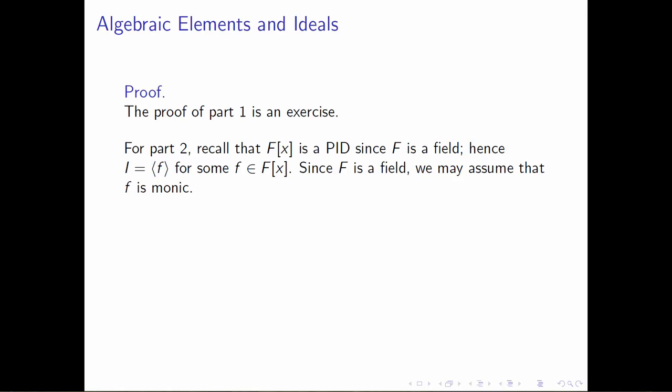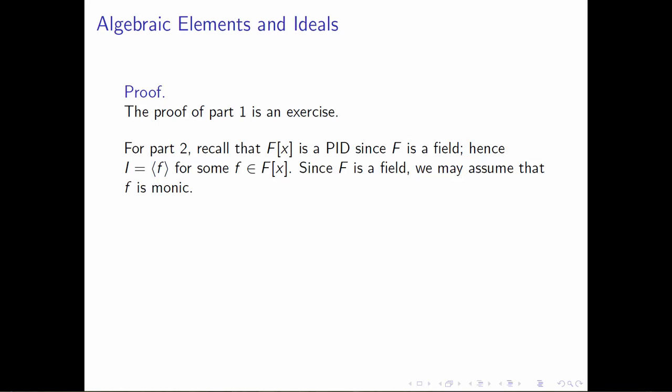For the second property that we have in this lemma, let's recall that if we start with a field and we adjoin x to it, we get a principal ideal domain. And so it's automatic that we can take the ideal I and write it as the ideal generated by f for some polynomial f that belongs in F adjoined x.